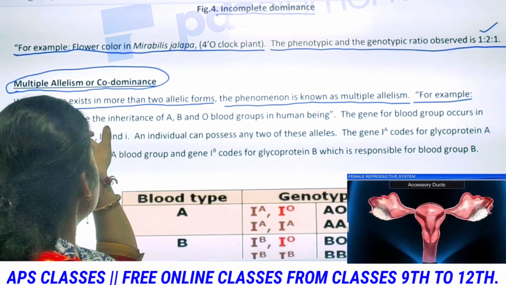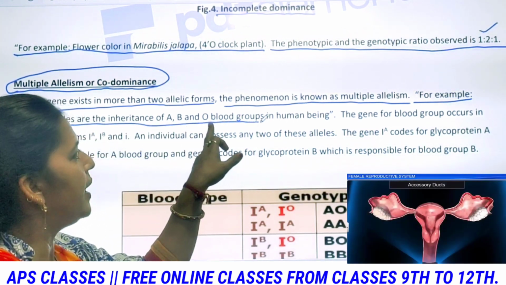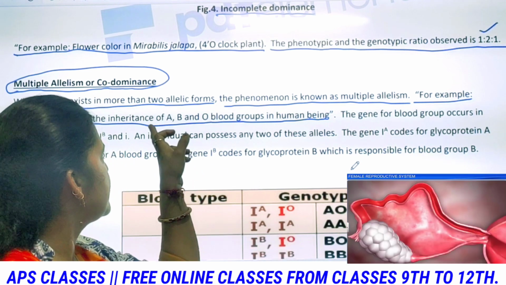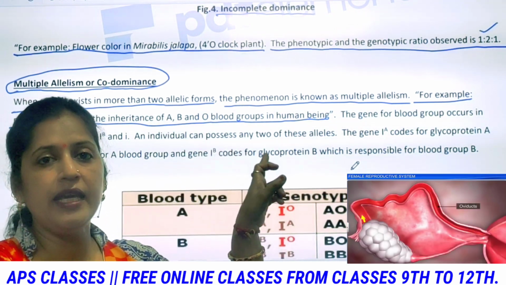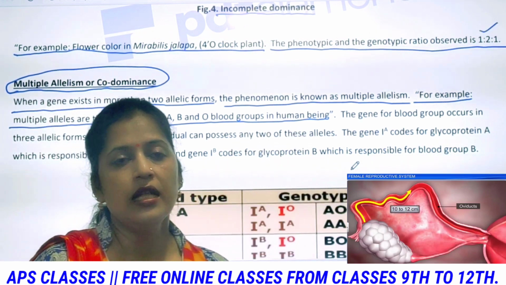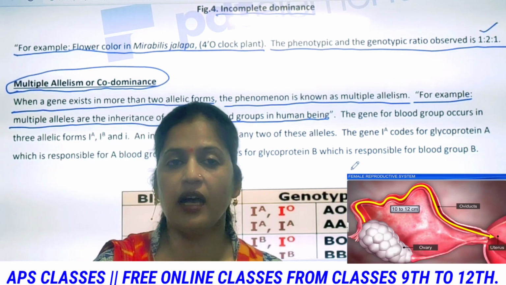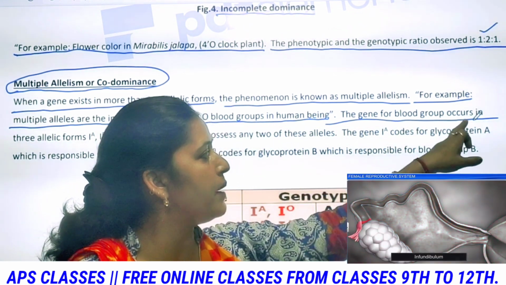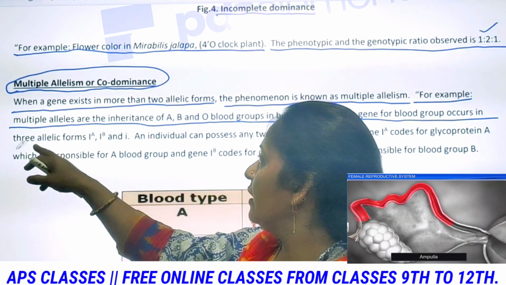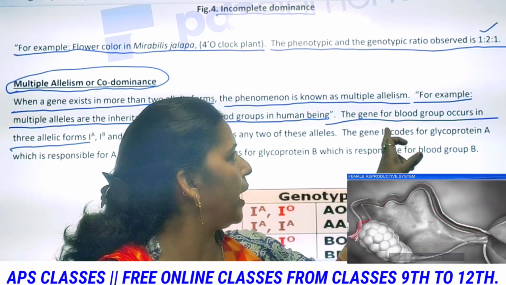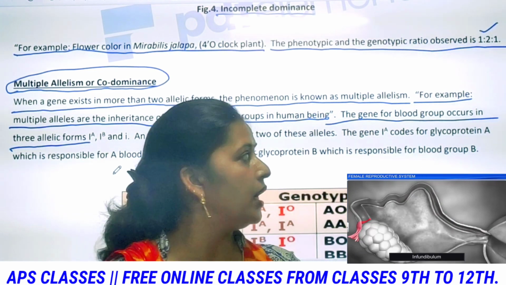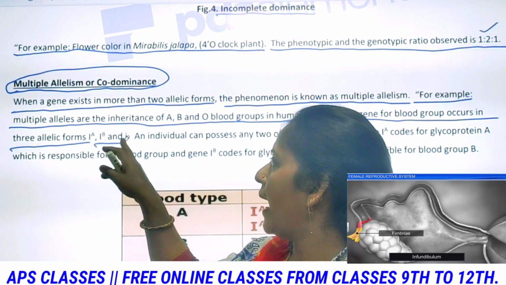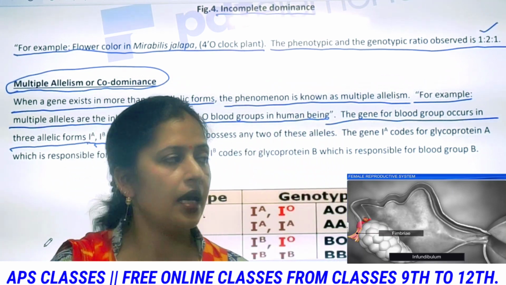For example, multiple alleles are the inheritance of A, B and O blood groups in human beings. That means the main blood groups that exist in human beings are A, B and O. The genes for blood groups occur in 3 allelic forms, that is IA, IB and i. IA, IB and i.